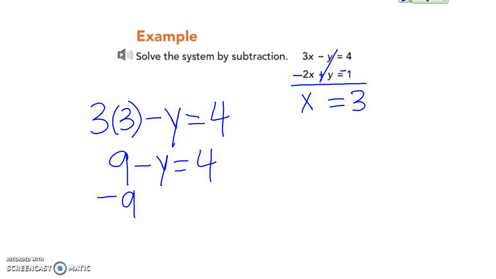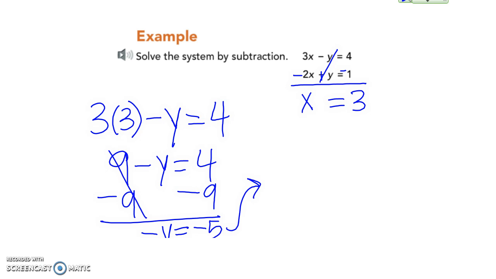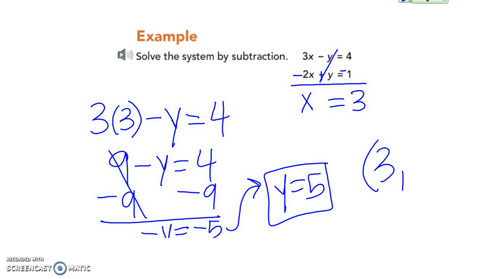So then I subtract 9. And those cancel. I have negative y equals, that would be negative 5. So if negative y equals negative 5, that means y equals 5. So my solution would be x is 3, y is 5. That's example 3. Let's try example 4.